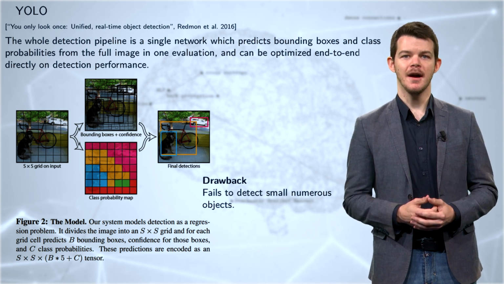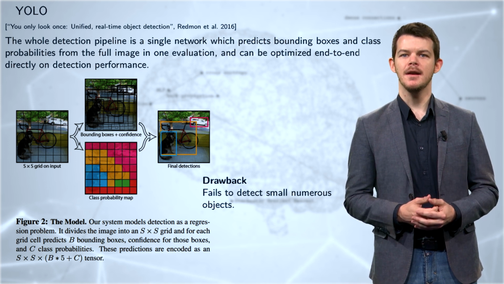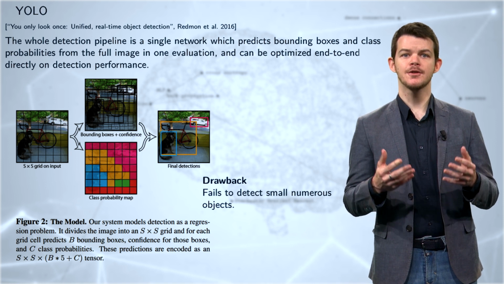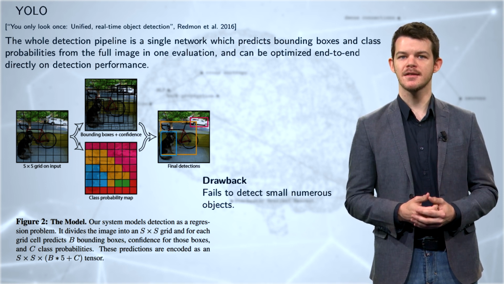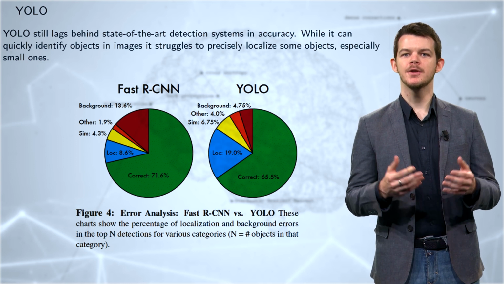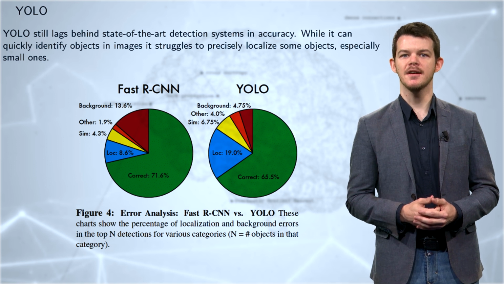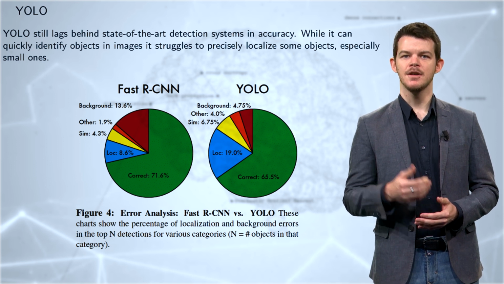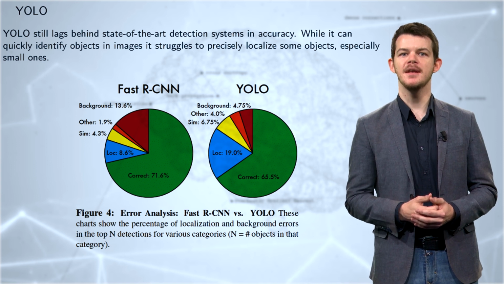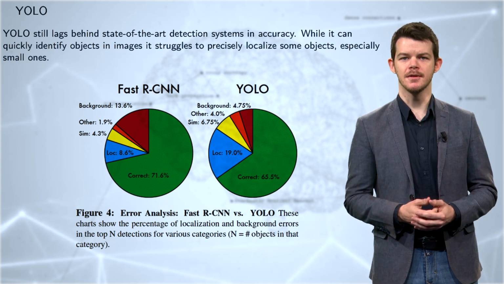YOLO still lags behind state-of-the-art detection systems in accuracy because while it can quickly identify objects in images, it struggles to precisely localize some objects, especially small ones. Larger errors appear when using YOLO compared to fast RCNN. You see in particular that YOLO struggles to localize precisely the object in an image. Here, an error of the localization type means that the intersection over union measure between the predicting bounding box and the true target is below 10%.